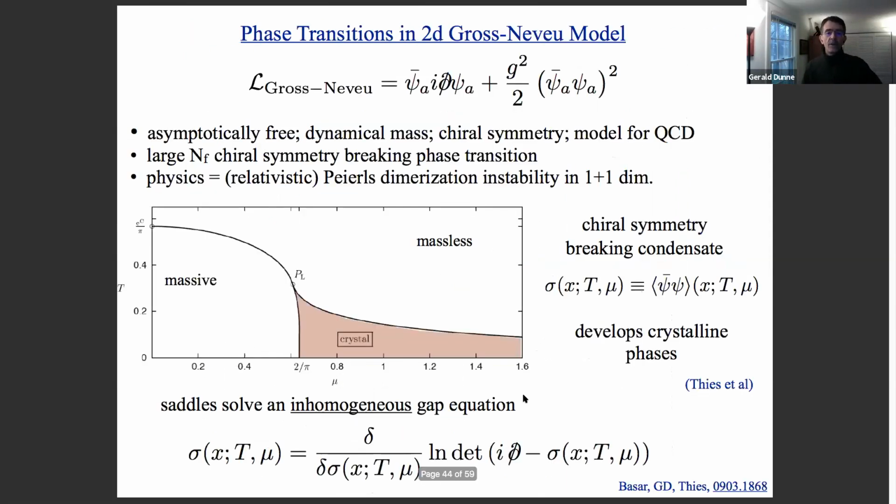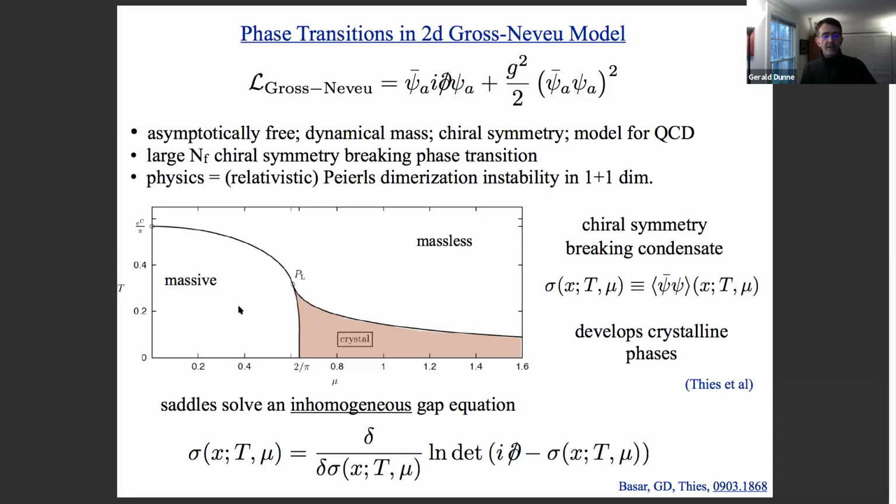An analytic example that you can study is the two-dimensional Gross-Neveu model. So this is an interesting model field theory. It's asymptotically free. It has dynamical mass generation, has chiral symmetry breaking at large N_f. And it's some sort of baby model of various aspects of QCD. And it has an interesting phase diagram in the temperature chemical potential plane that was only clarified moderately recently.